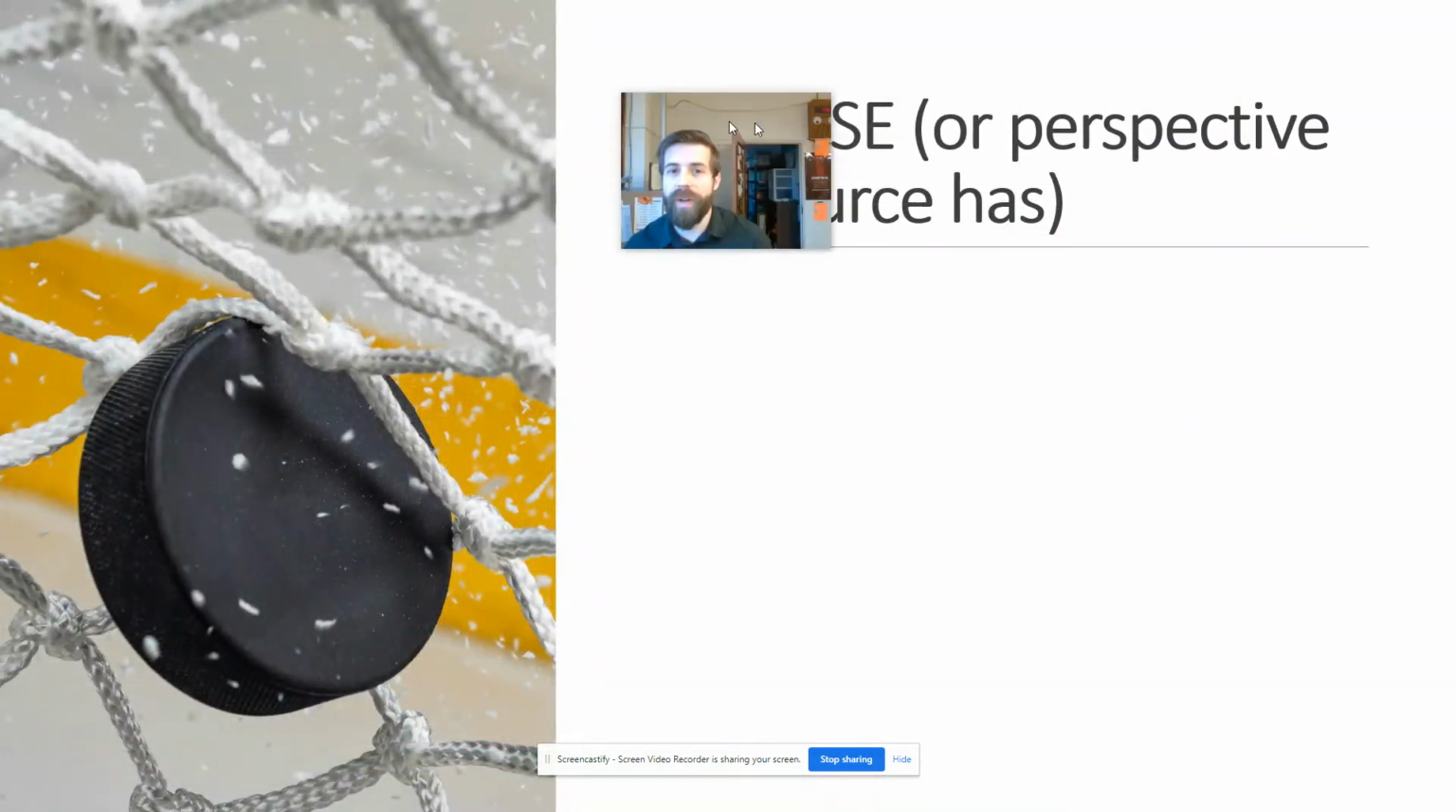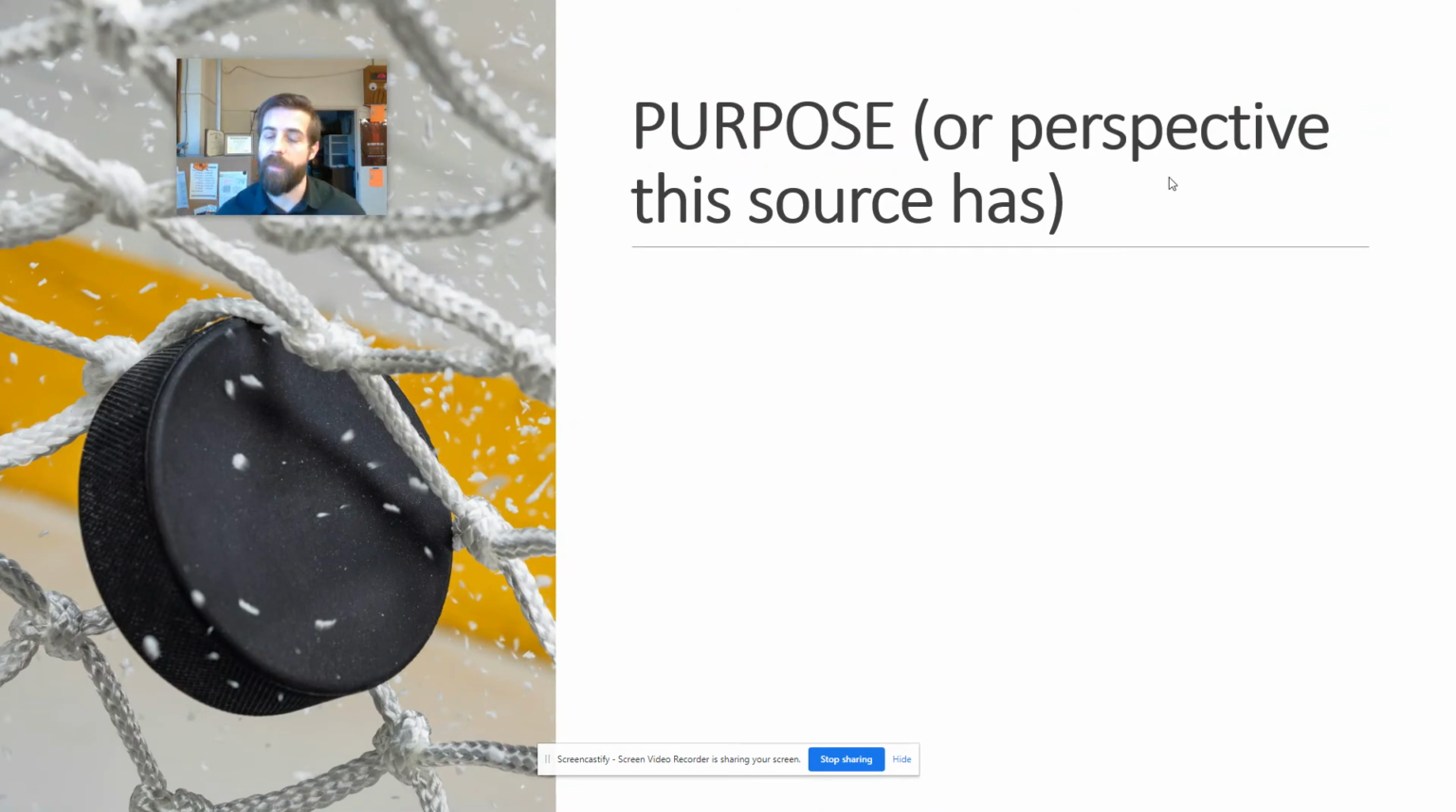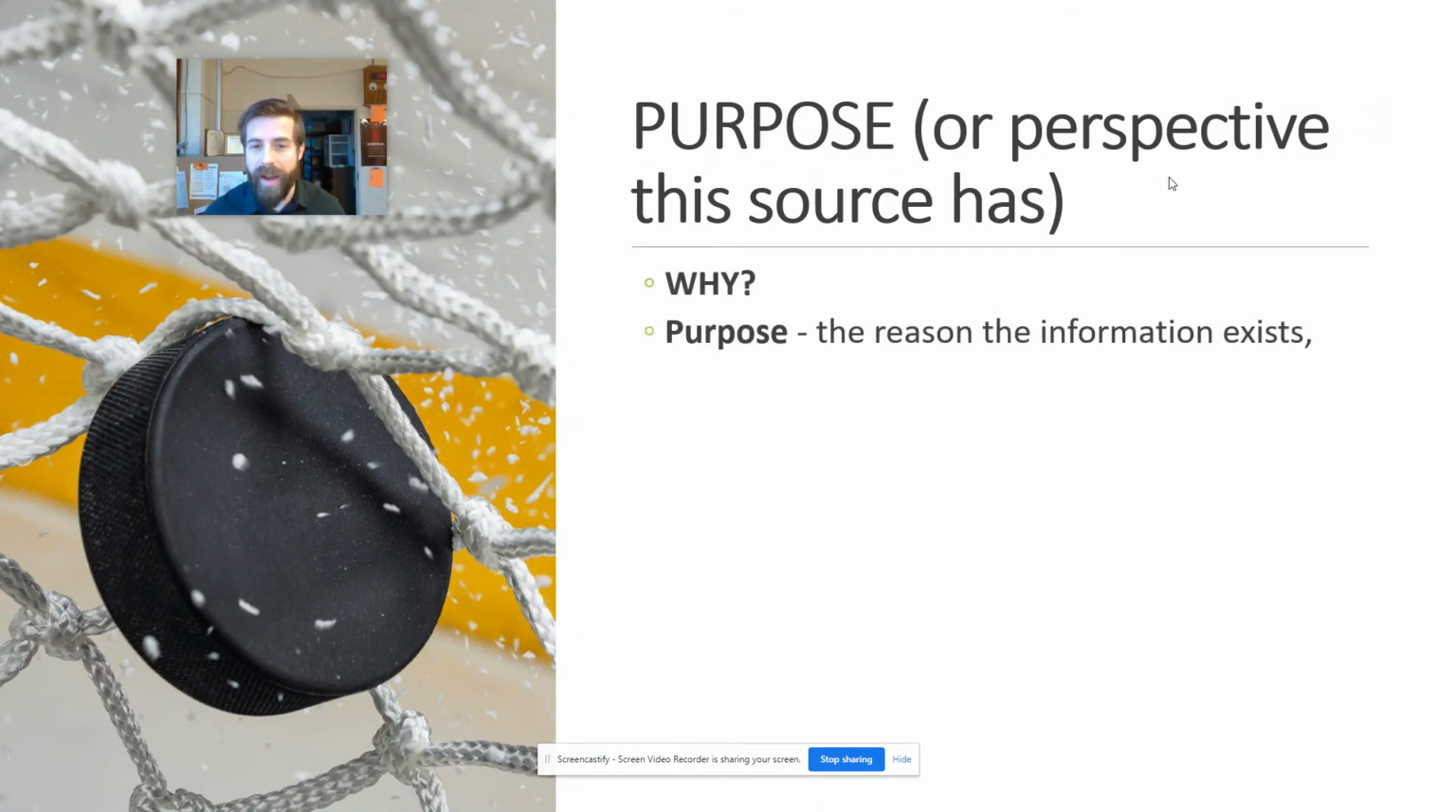Last one is purpose, or you could think of this as the perspective that a source has. So this has all to do with why this information exists. So why was this published? Every piece of information has been put on the internet by someone or some organization for a reason. So we have to figure out what the goal of that is, because that might shape how we need to look at this information that we found.